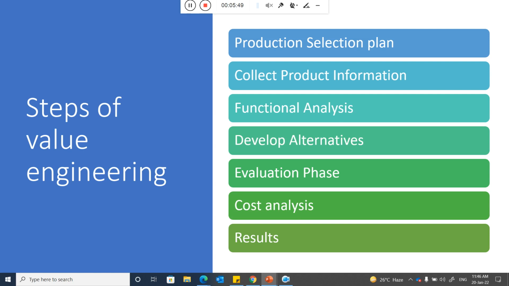Identify the best one by evaluating, and identify what will be the cost difference if we apply that alternative, and the result. These are actually the steps of value engineering.